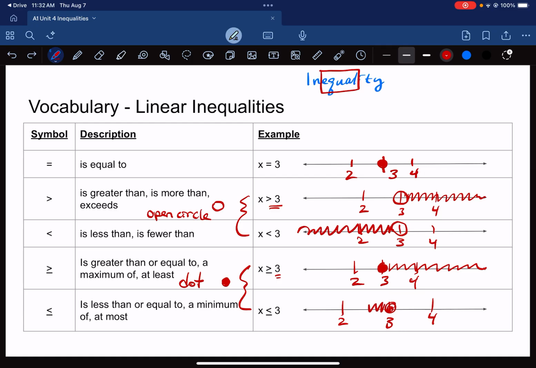I'm going to shade to the left because 2 is less than 3. 2 satisfies this inequality, so anything to the left would satisfy the inequality. Okay? So some things to remember on this again. If you have a greater than or less than symbol, you just use an open circle on that value. That's the boundary. And if you have an equal to bar, then you're going to use a dot. And then you want to shade the correct side that has the solutions we're looking for.